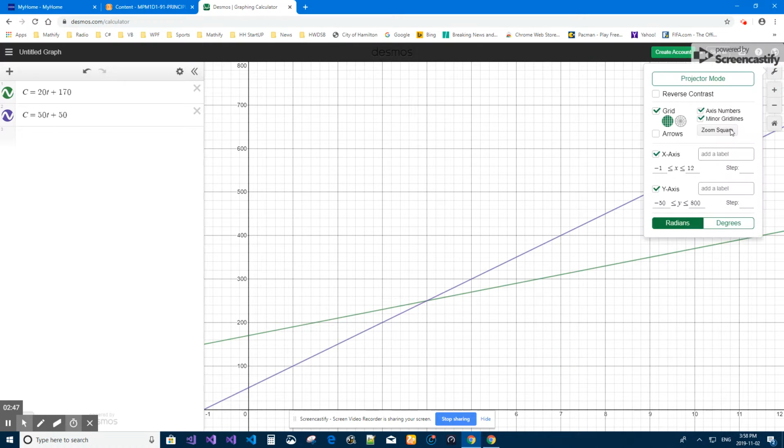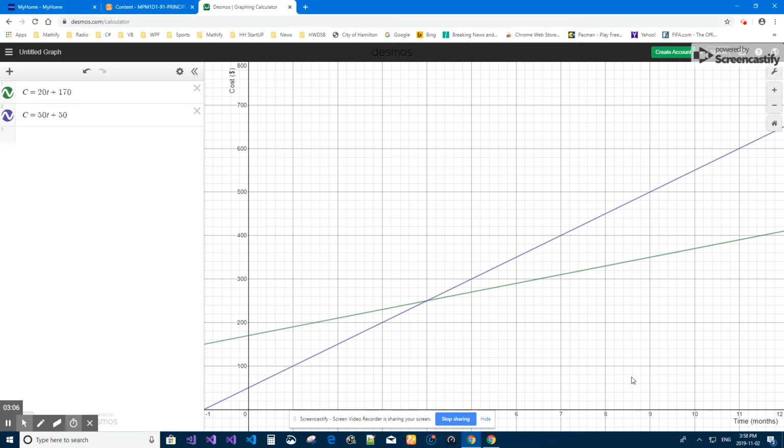Now I can use the tool icon and add a label for x. My x values were the time in months, and my y values were a cost in dollars. I can see my axes clearer now. And if I touch my point of intersection, I get the coordinate immediately.